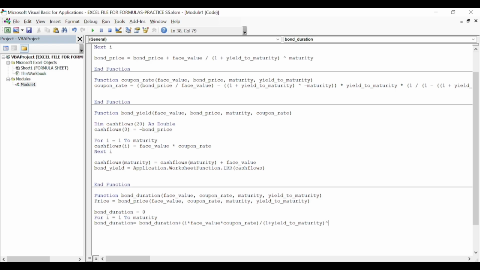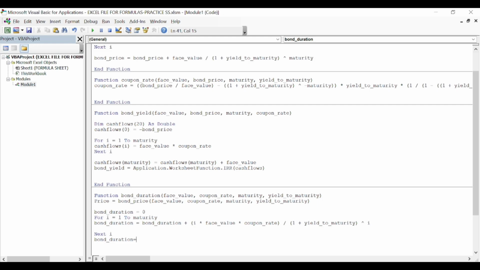Now for the final year we have to add the face value back to it. So we add one more term for the final lump sum payment and multiply it by how many years until you receive it, that is maturity. So we will be writing this formula now. Bond duration equals bond duration plus face value into maturity divided by 1 plus yield to maturity to the power maturity.